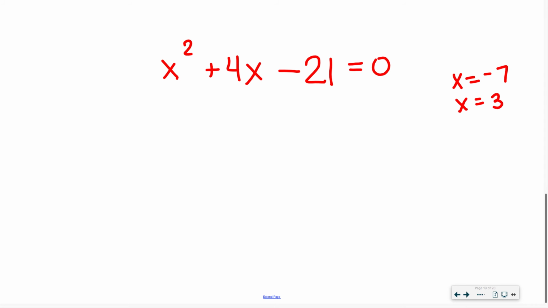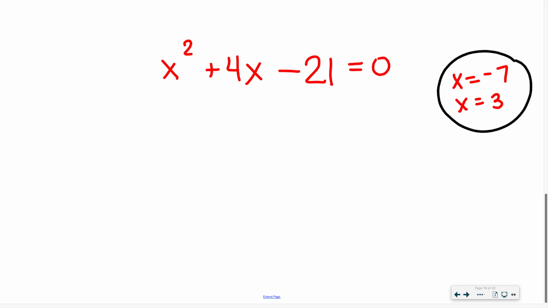If I factor that out, factors of negative 21 that add up to 4 would be a positive 7 and a negative 3. X plus 7 equals 0. So my answer would be this. Right? This is not the important part. I want you to do this by completing the square.